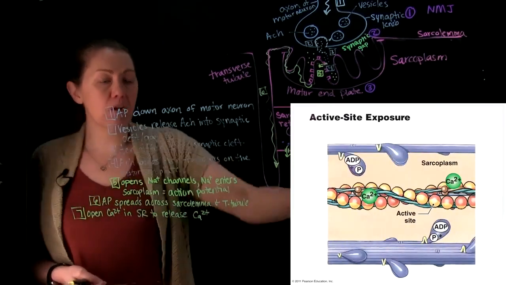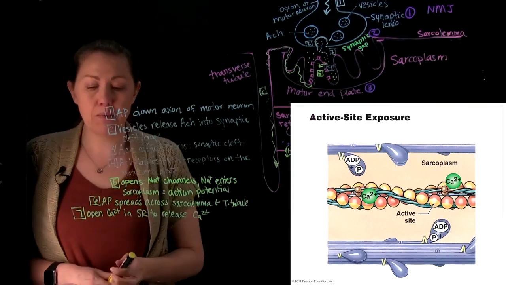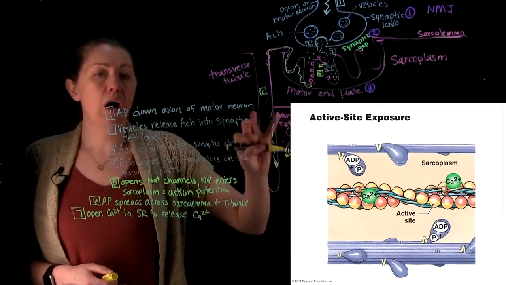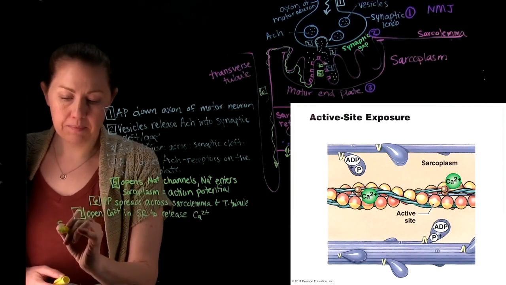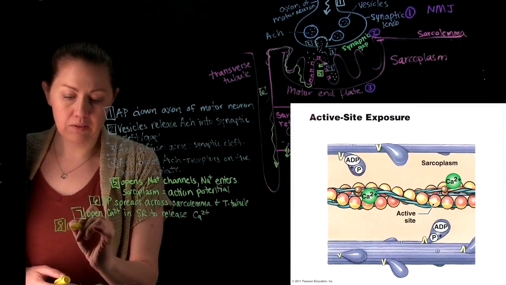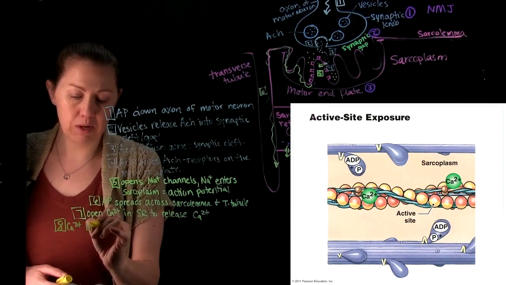Those calcium ions are going to bind to troponins. Remember, troponin are like the little handles on those long ropes that hide the binding site. So step number 8 is calcium binds troponin.